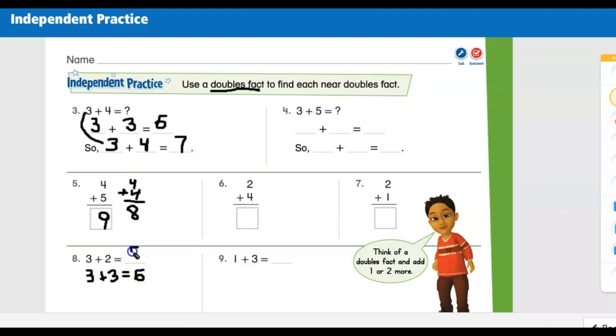That would give me 5. So you can use the same method to solve number 9 and create a doubles fact, and then use that to find your near doubles fact. And you can rewind the video, or you can look at other problems that we solved in order to help you a little bit more.